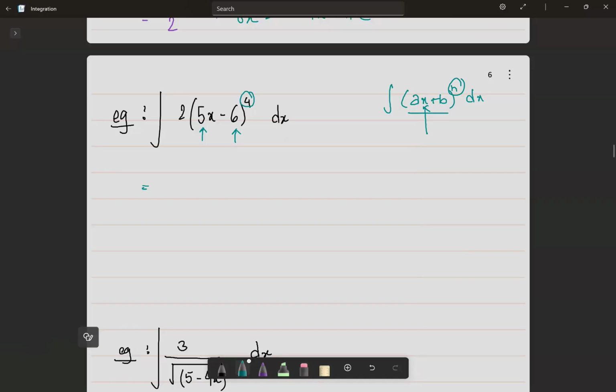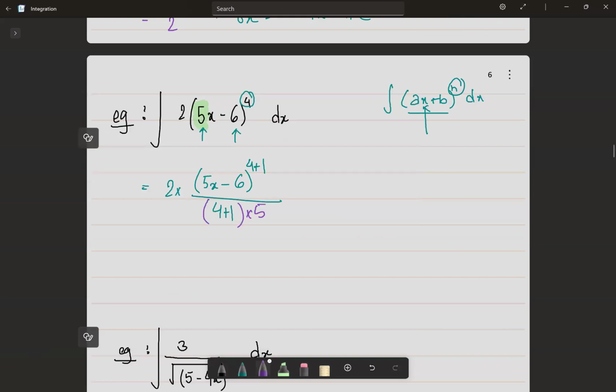So 2 will stay as it is. It's a coefficient. It stays there. Now for this part, we are going to use the formula. The formula says, just like how we have done integration in the previous ones, the power will be added to 1. So this is your power part. You're done. And whatever is the coefficient of x, for now 5, you will multiply the coefficient.